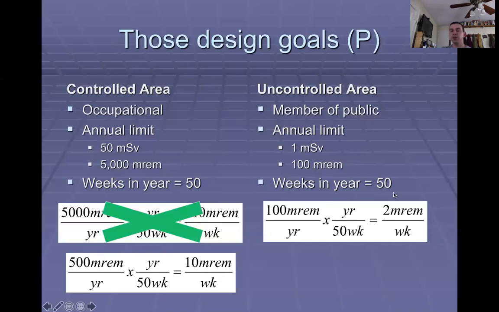So if you have members of the public, you want that 2 millirem. If you have occupational workers, you want that 10 millirem per week. And we will again cover this when we talk more about shielding.